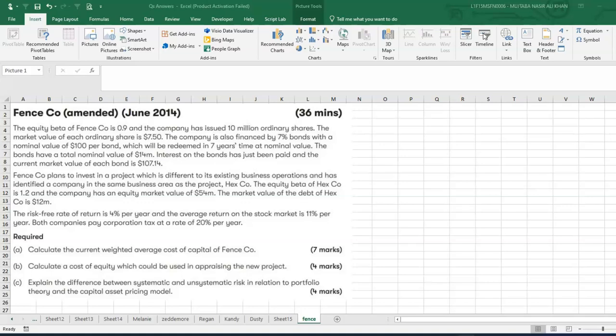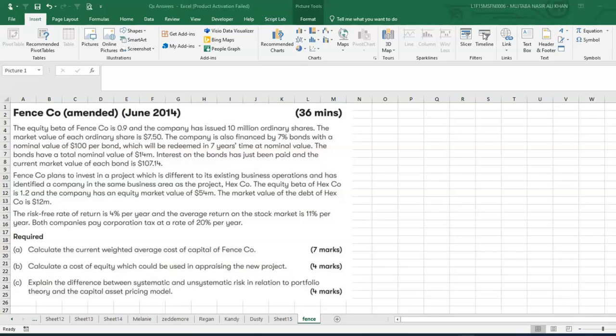So equity beta of the Fence company is 0.9 and the company has issued 10 million ordinary shares. Market value of each company share is $7.5. Company is also financed by 7% bond with a nominal value of 100, which will be redeemed in 7 years' time at nominal value. Bonds have a total nominal value of 14 million. Instead of giving a balance sheet, the examiner has just given data in paragraph form. Interest on the bond has just been paid and the current market value of each bond is 107.14.